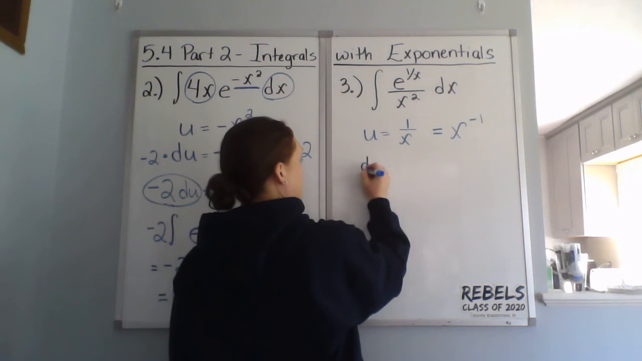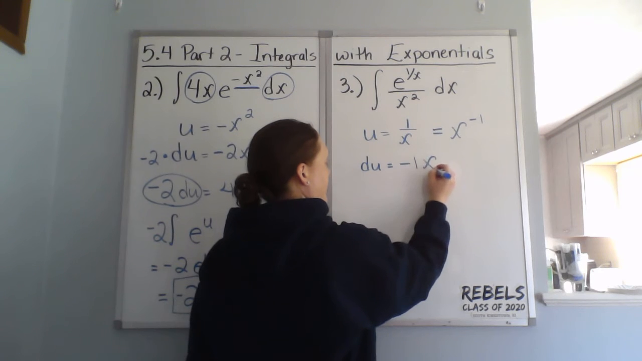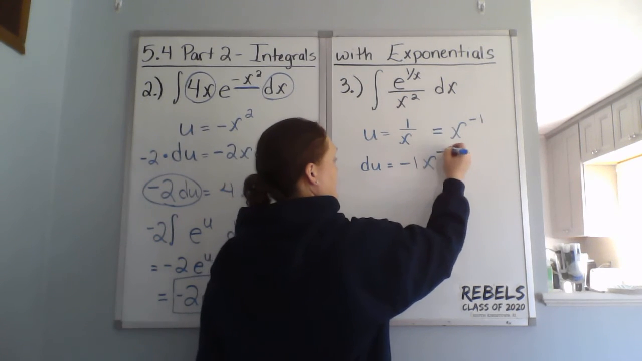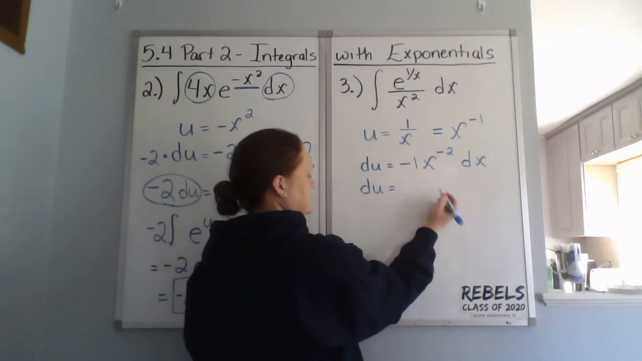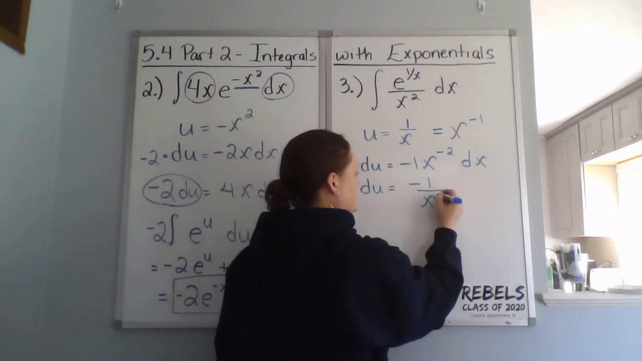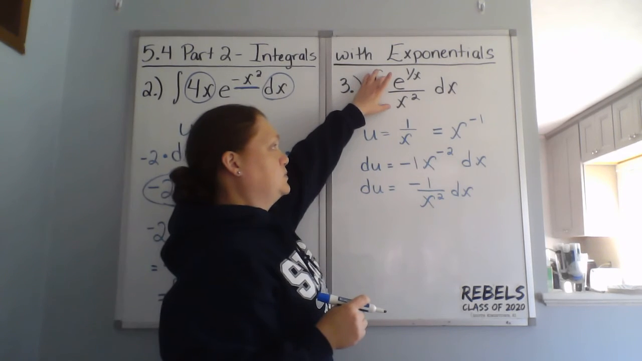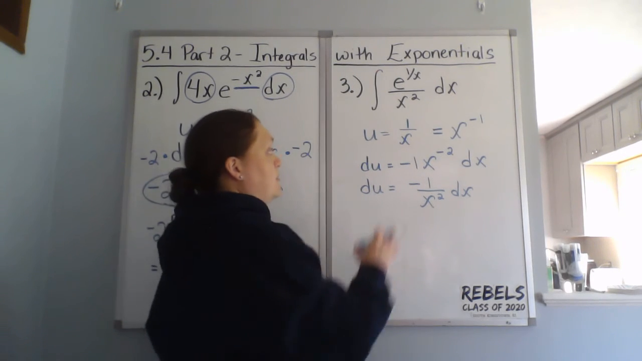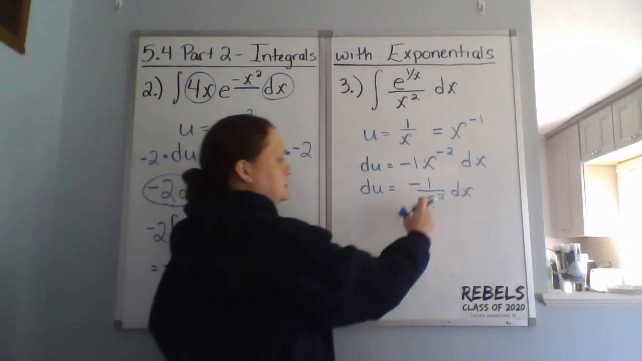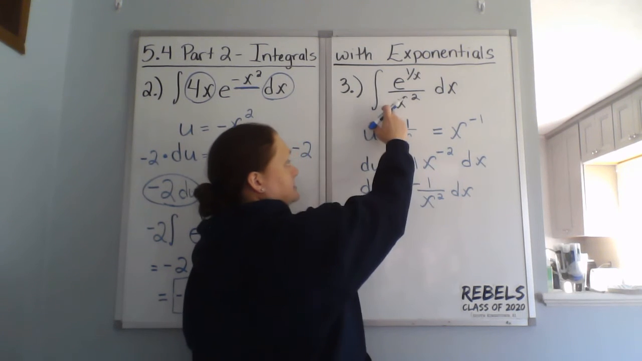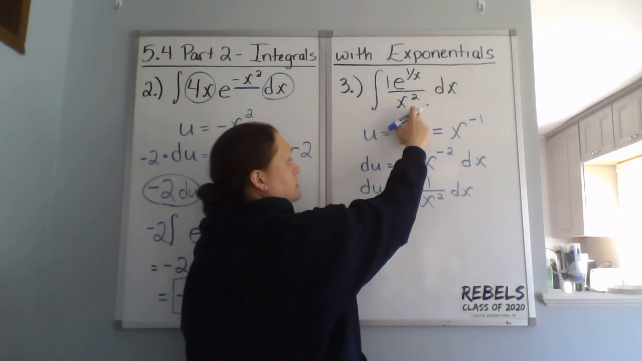So now du, the derivative of this: bring the exponent down, so negative 1 x, subtract 1 from the exponent to get negative 2 dx. That's really the same thing as negative 1 over x squared dx. Now we've got to really think about how this works here. Whenever you have division, we can split it into multiplication between two separate things. But this 1 over x squared dx is basically right here.